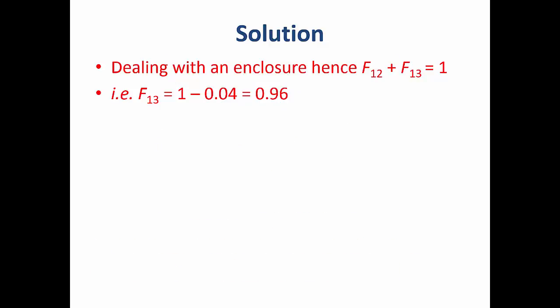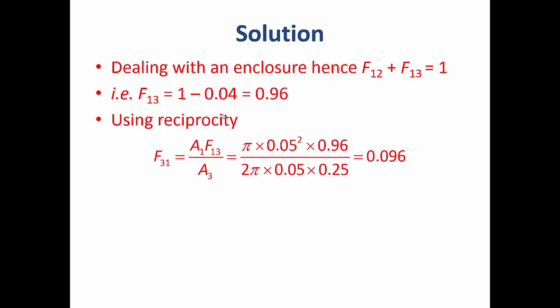As we're dealing with an enclosure, we can then say that F12 plus F13, so that's the fraction of radiation going from one end to the other, plus the fraction of radiation going from one end to the side wall, must equal 1. Rearrange that slightly and we can work out that F13 is equal to 0.96, and you can see that I'm using the value from the graph, which is the one I expected you to use.